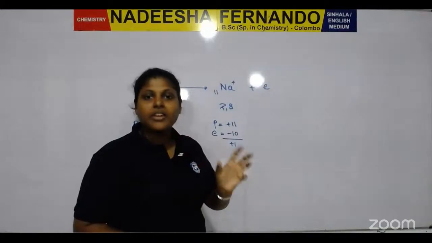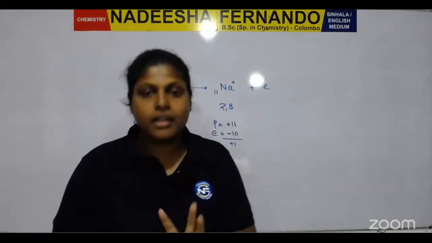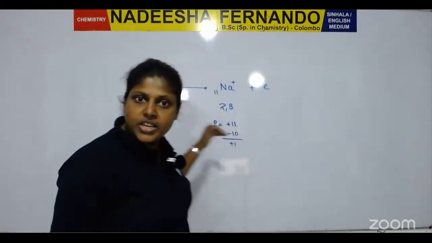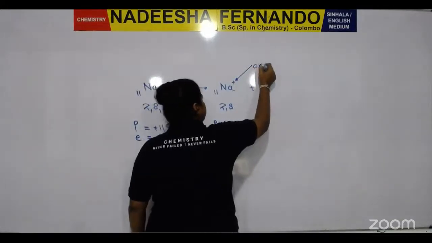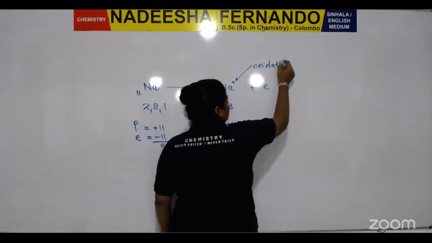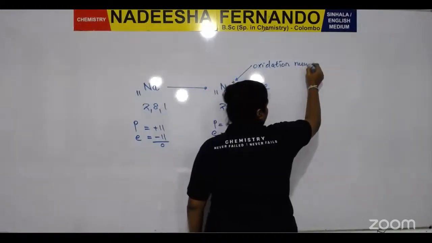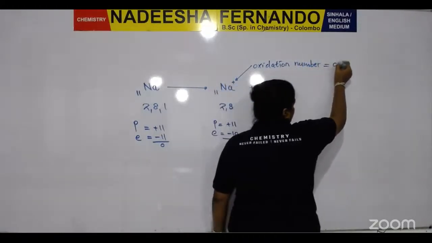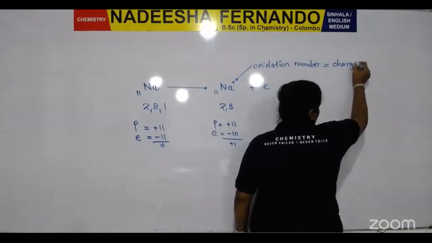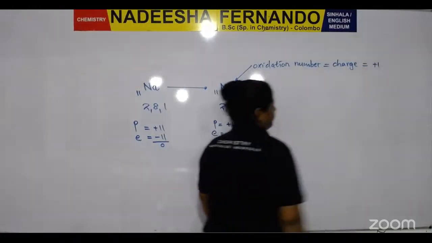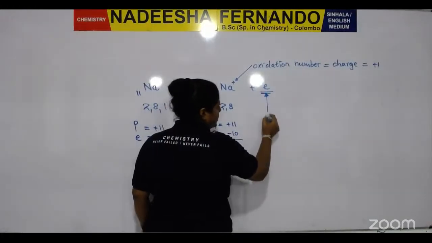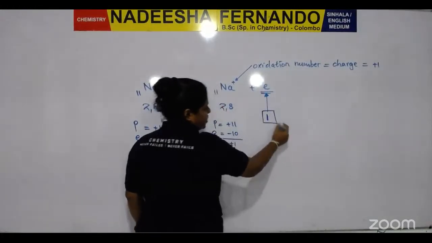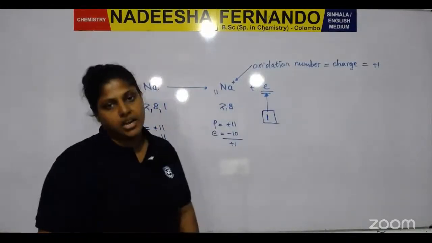So the number of electrons transferred between atoms and molecules or ions, that is the oxidation number. So the oxidation number here is the same as the charge, that is plus 1. In another way, the number of electrons transferred here is 1. Therefore, the oxidation number of sodium is plus 1.